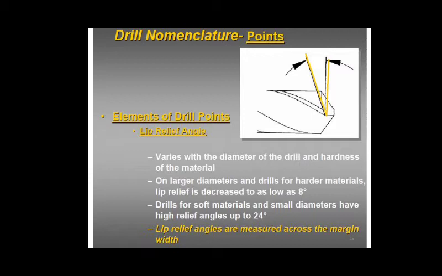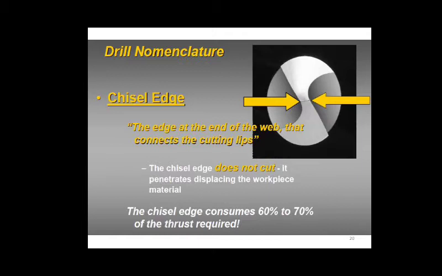Now next nomenclature, that is chisel edge. The edge at the end of the web that connects the cutting lips. The chisel edge does not cut, it penetrates, displacing the workpiece material. The chisel edge consumes 60% to 70% of the thrust required.